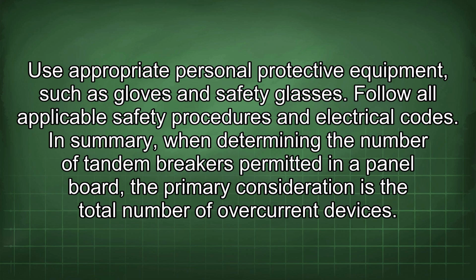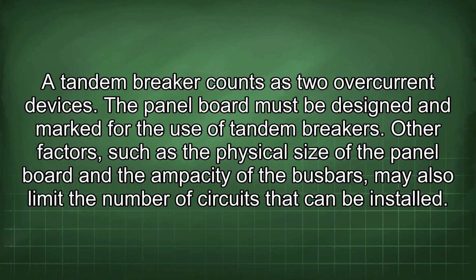In summary, when determining the number of tandem breakers permitted in a panel board, the primary consideration is the total number of overcurrent devices. A tandem breaker counts as 2 overcurrent devices. The panel board must be designed and marked for the use of tandem breakers. Other factors, such as the physical size of the panel board and the ampacity of the busbars, may also limit the number of circuits that can be installed.